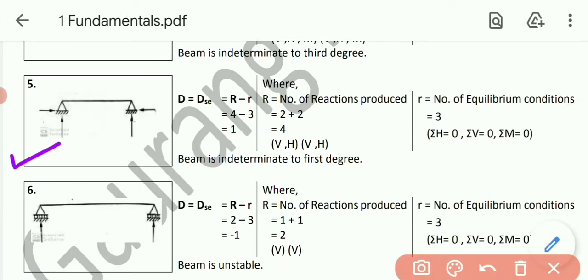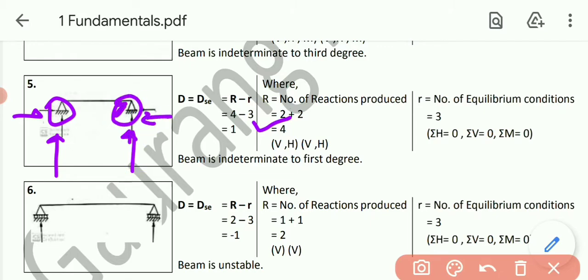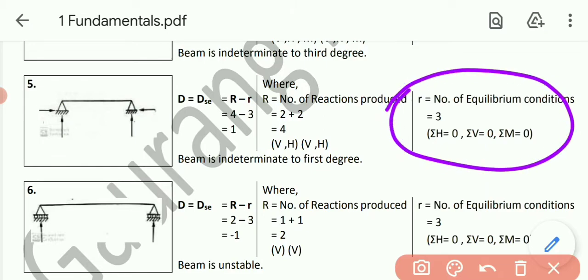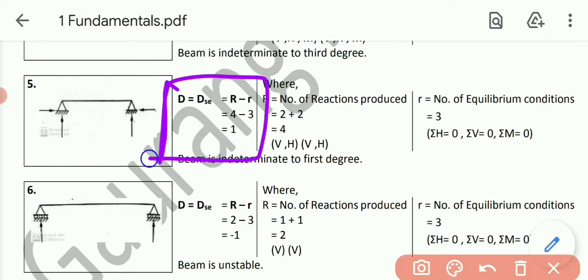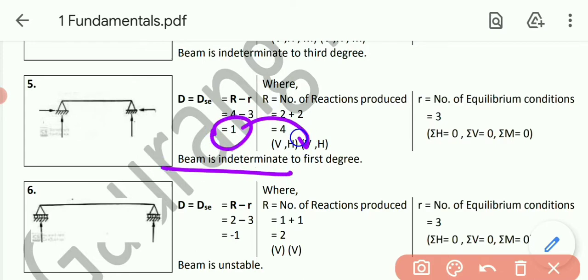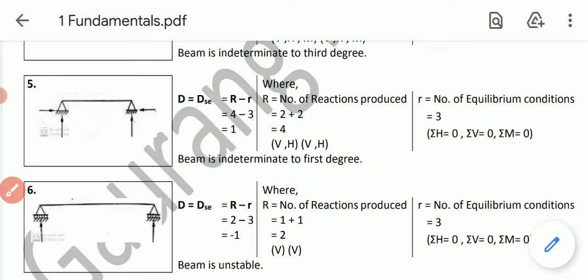Let's see another example. Say a beam is there having hinge supports at both ends. The left hand side hinge support will have 2 reactions, and the right hand side hinge support will have 2 reactions, plus 2. So ultimately total unknowns are 4. Small r is always 3, the equilibrium condition. Let's put down these values, capital R minus small r, capital R 4, small r 3. The answer comes 1. So the beam is indeterminate, and as the answer is 1, it is indeterminate to the first degree.